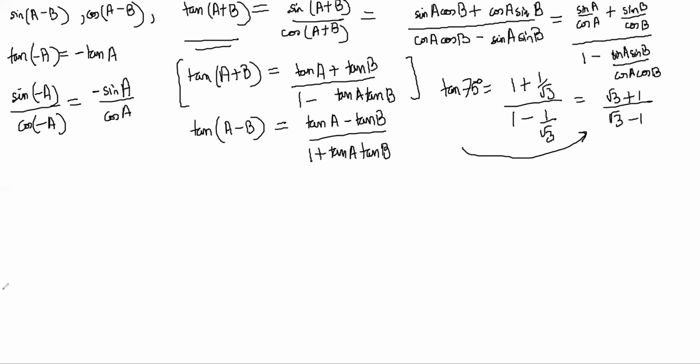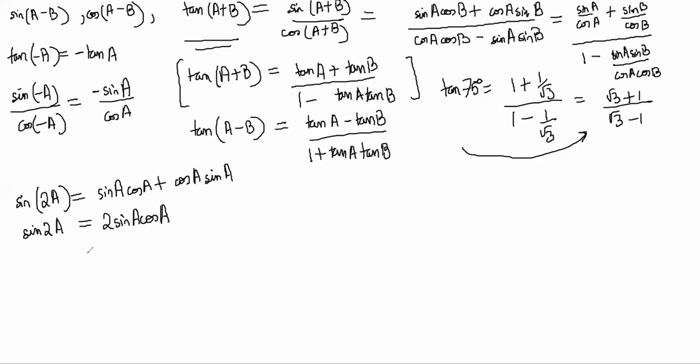Now what was the next one? Sine 2a. Sine 2a will be equal to sine a plus a, right? Instead of a plus b, it is a plus a. So sine a cos b becomes sine a cos a, and cos a sine b becomes cos a sine a. So this becomes equal to 2 sine a cos a, right? Sine 2a is equal to 2 sine a cos a is the next result.